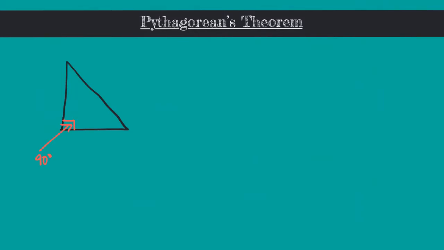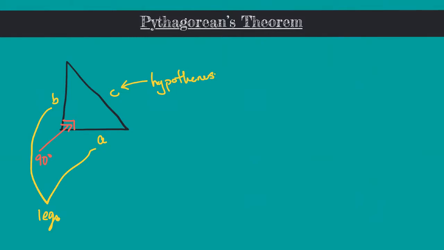And the sides of my right angle triangle, I'm going to label A, B, and C, where B and A are the legs of my triangle, and C is the hypotenuse. Now, the hypotenuse is also the longest side of my right angle triangle, and it always is going to be opposite the 90-degree angle in your triangle.